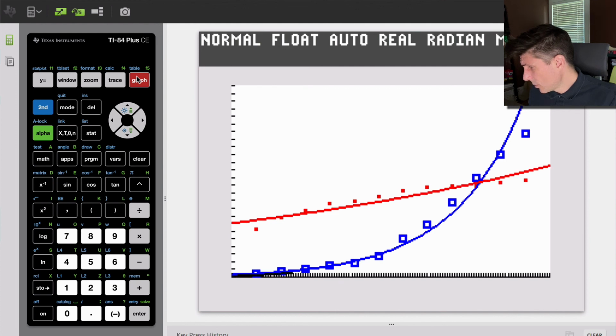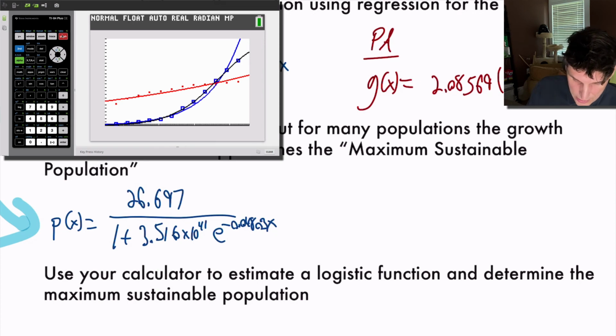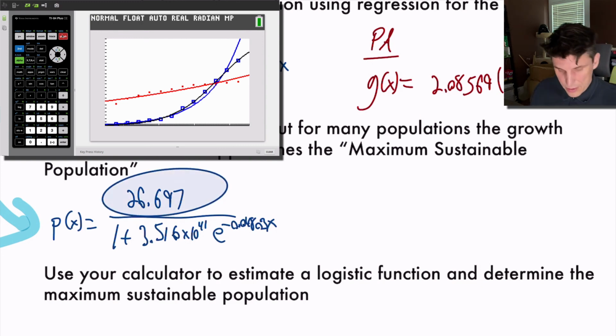Okay, and we're going to look for one more. I forget what color. I guess I left it. That one's black. Look at that. It actually hits that last point too. So I'm thinking that might be a slightly better model. And you can see that our carrying capacity would be up here. They're saying that the maximum population is approximately 27 million people.